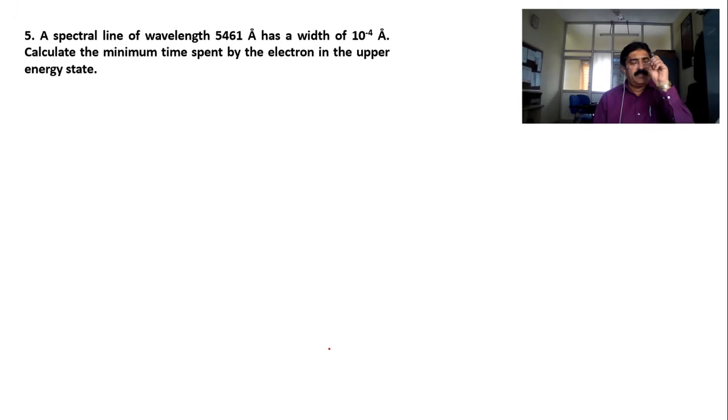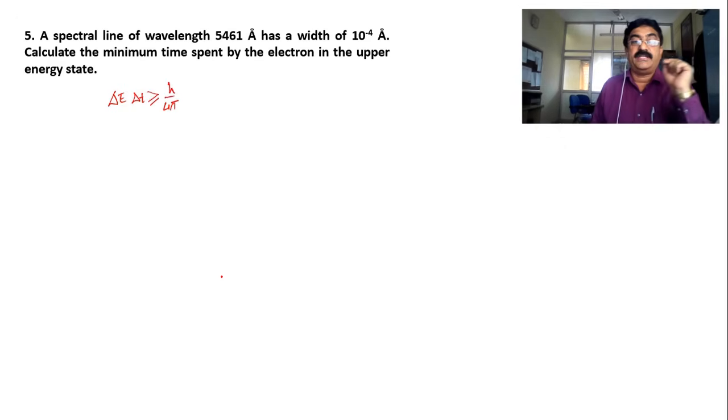So you know there is one more mathematical form of the uncertainty principle, that is delta E delta t greater than or equal to h by 4 pi. Okay, I hope you know this equation. So this one we have to make use of. I call this equation 1.